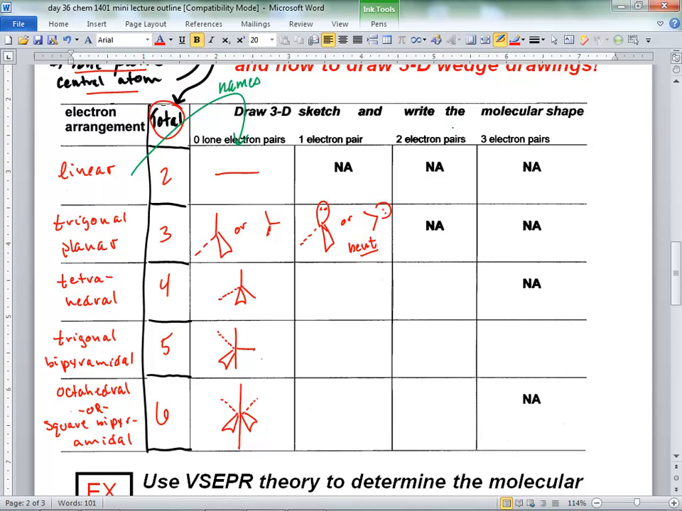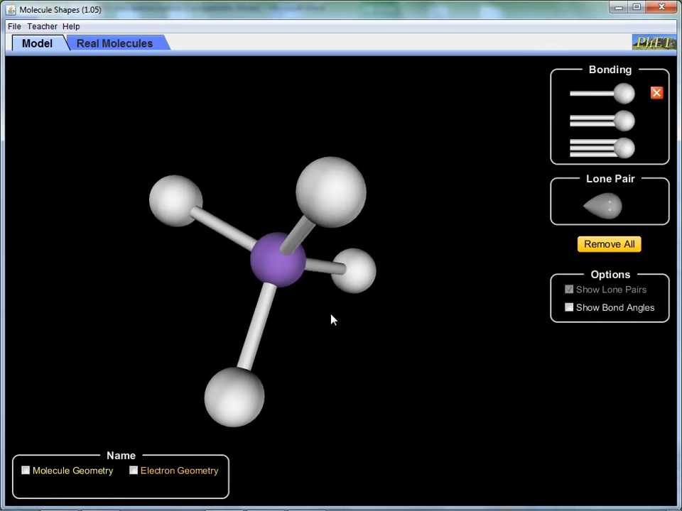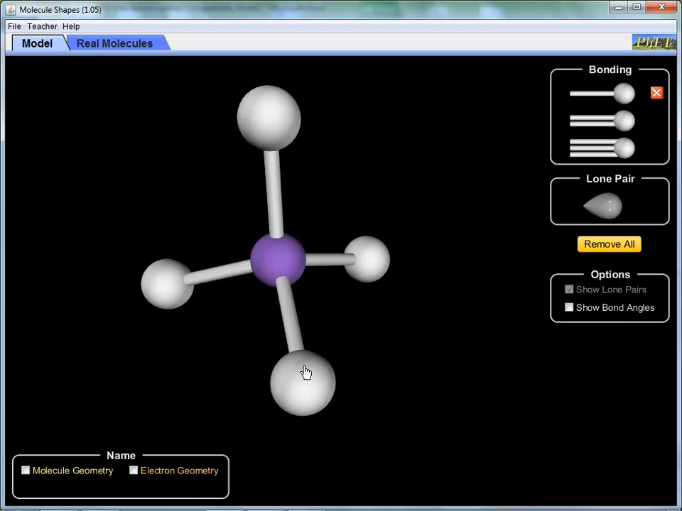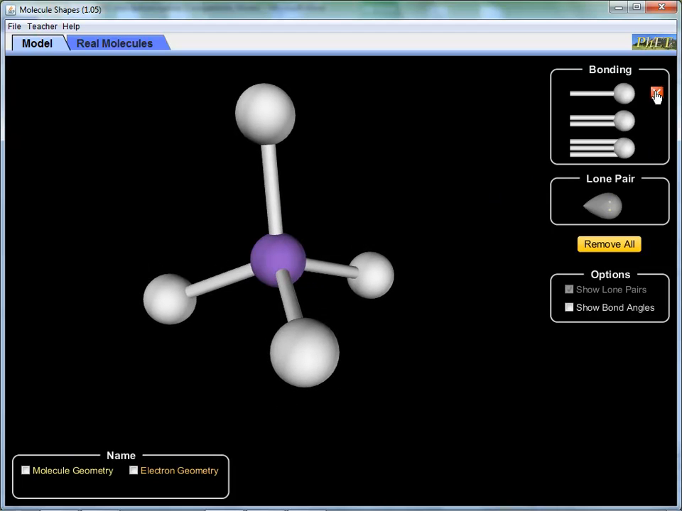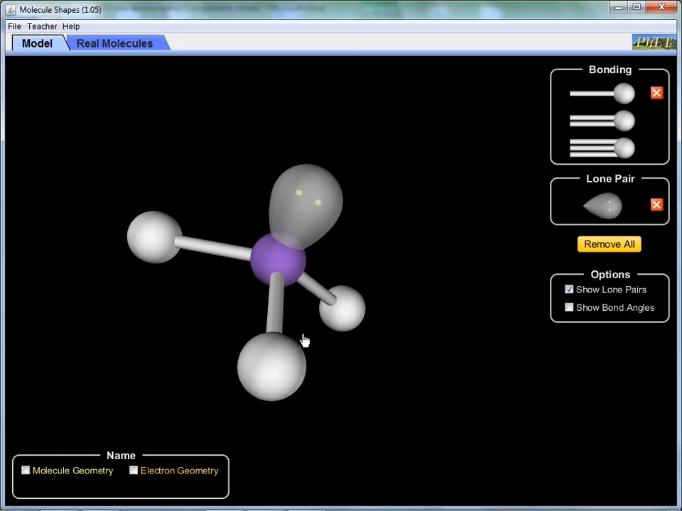Tetrahedral. We add a lone pair. Okay, here's my tetrahedron. I'm going to remove one, add a lone pair. Okay, it's not a flat triangle, right? But what the base is, they like the pyramid naming. Stick with the pyramid stuff. What type of pyramid is it? Triangle or square? Triangle. So it'd be trigonal pyramidal, not trigonal bipyramidal, because there's only one pyramid.